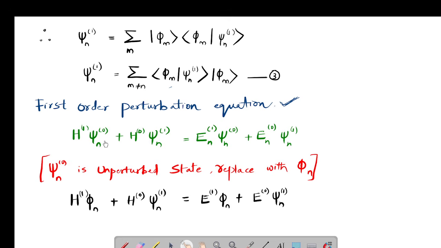So here psi n power 0 is nothing but the unperturbed state, isn't it? This is the undisturbed state, so we can write it as phi n. Here also we can write it as phi n, because this psi n power 0 is the unperturbed state, whereas psi n power 1 is the first order perturbation, isn't it? So we need to find this psi n power 1 term. As this one is the unperturbed state, we can write it as phi n, because we have considered phi n as an unperturbed state in the Rayleigh-Ritz method.